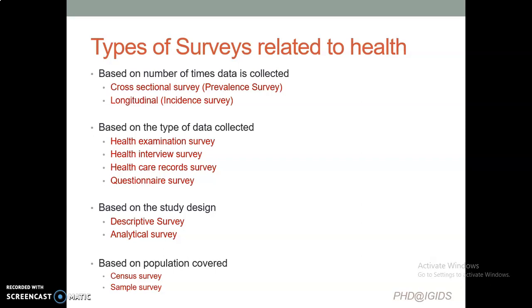The first is based on the number of times the data is collected. It is classified as cross-sectional survey, also known as the prevalence survey, and longitudinal survey, also known as the incidence survey. Second is based on the type of data collection. If it is through examination, it is called a health examination survey. If it is through an interview, an interview survey. If it is based on records, it is called a health record survey. Or if the data is collected by distributing questionnaires, it is called a questionnaire survey. The third is based on the study design. It is classified as descriptive survey and analytical survey. And the fourth is based on the population covered, as census survey and sample survey.